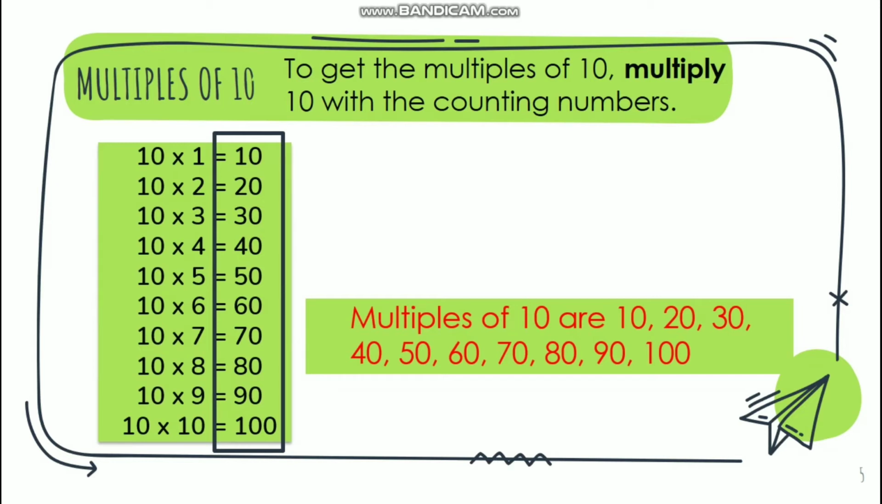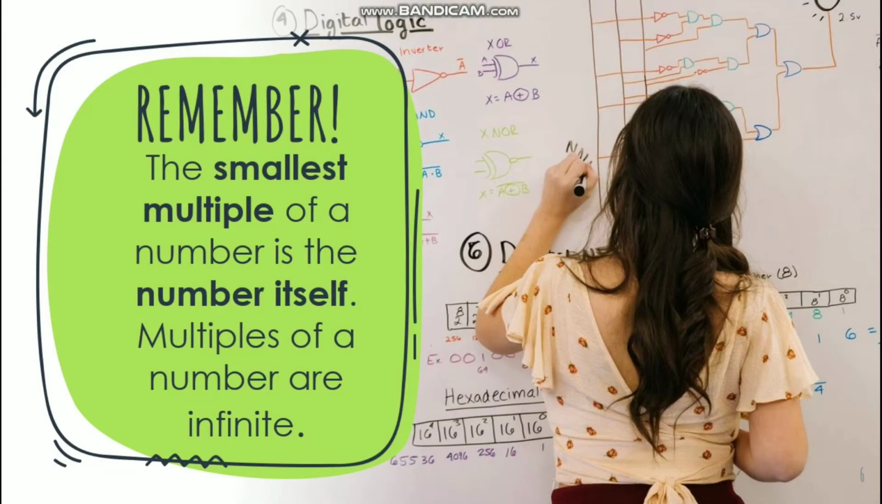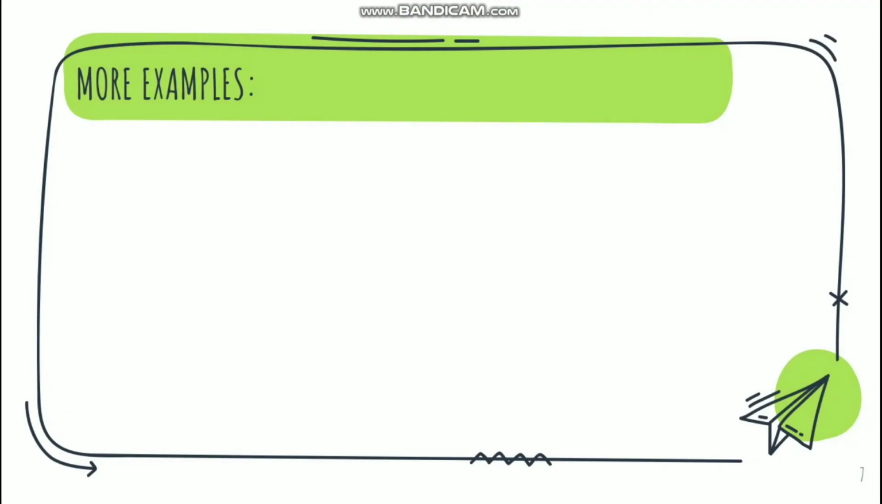Okay? And the smallest multiple of a number is the number itself. So 10 is the smallest multiple of 10. So always remember that again. The smallest multiple of a number is the number itself. And you should also remember that multiples of a number are infinite. Okay? It means never ending. Okay? So let me give you more examples.